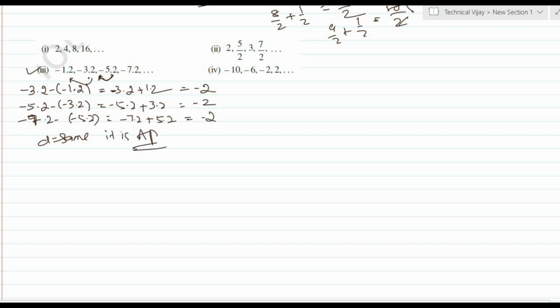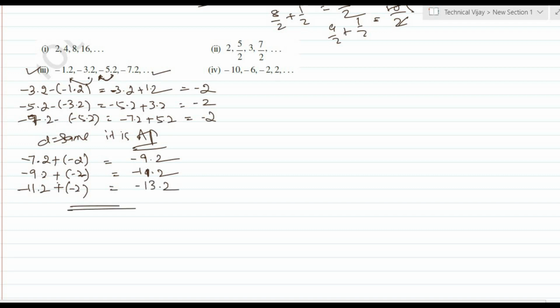So if it is AP, we have to calculate 3 more terms. To calculate 3 more terms, we have to add D to the last term. That is minus 7.2 plus minus 2 is equal to minus 9.2. And minus 9.2 plus minus 2, where minus 2 is the D, is minus 11.2. Minus 11.2 plus minus 2 is equal to minus 13.2. So this is the solution.